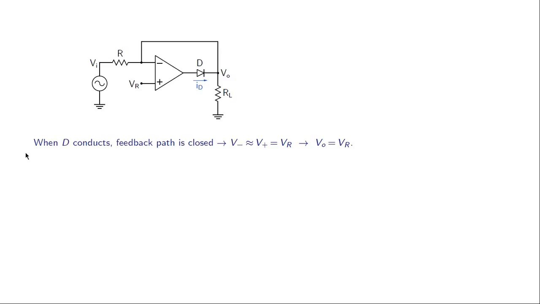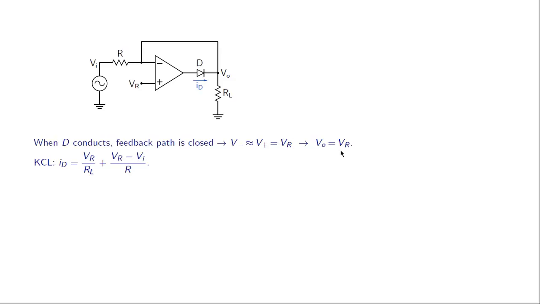Let us first consider the case where the diode D is conducting, and when D conducts, the feedback path is closed, this path here, and we can expect V minus to be then equal to V plus, these 2 voltages, and V plus of course is equal to VR, so therefore V minus is equal to VR. V minus is in fact the same as VO, so therefore VO is equal to VR. So that is the situation when the diode D conducts. Now when does that happen?